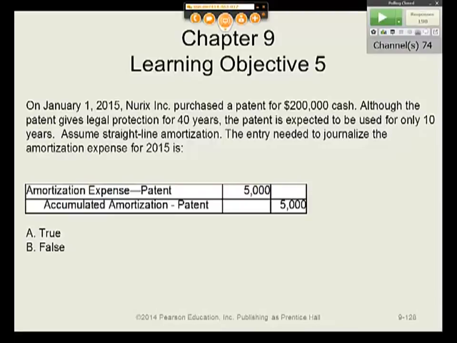Now, to begin with, there's a problem in that the answer that they're giving you is amortizing it over the legal life. And in this case, you should be amortizing it over the economic life. So you should be amortizing $200,000 over 10. So you amortize over the shorter of the legal or the economic life.